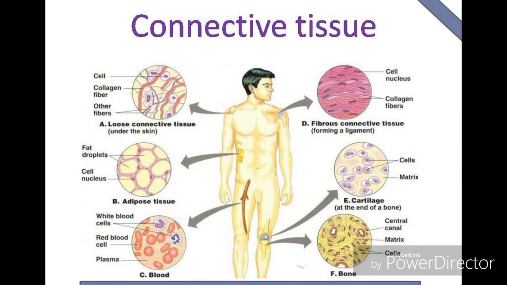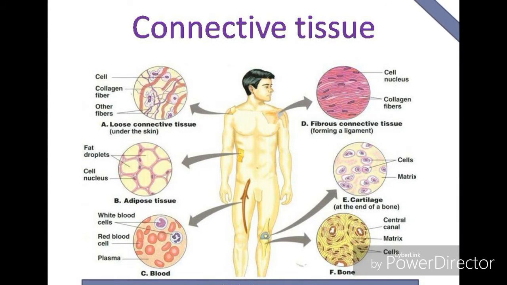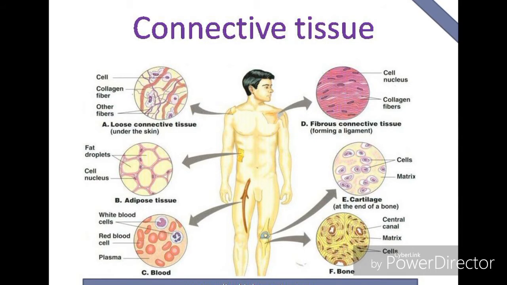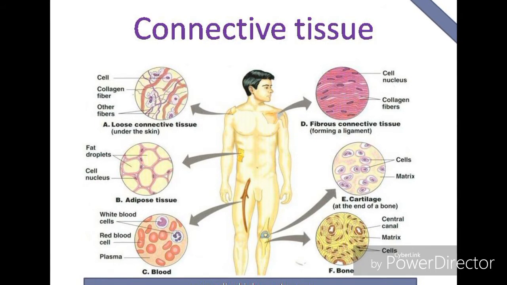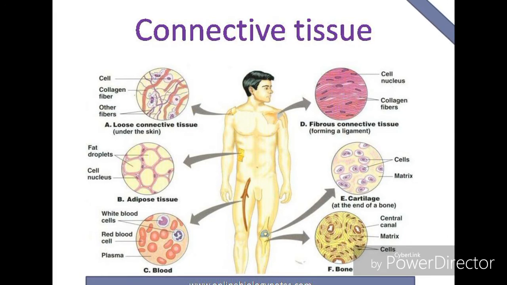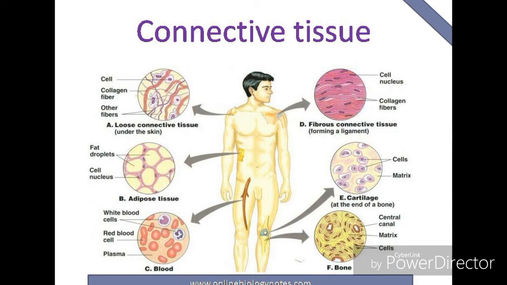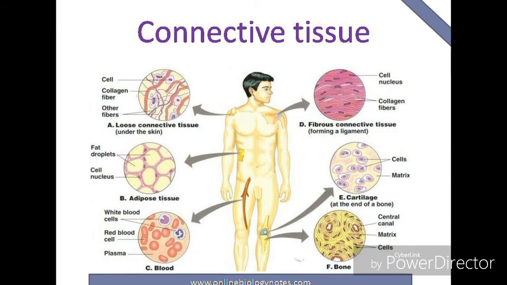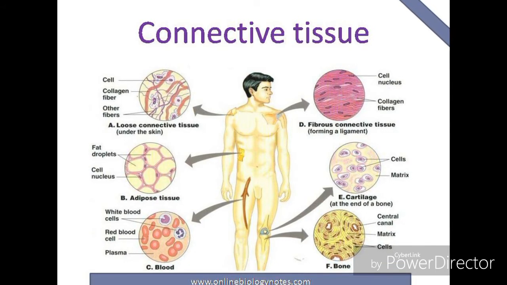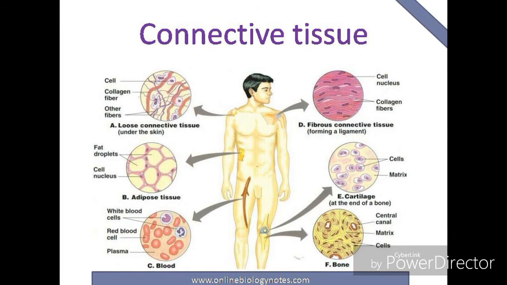Another type of connective tissue is cartilage, which has widely spaced cells. Cartilage smoothens bone surfaces at joints and is also present in the nose, ear, trachea, and larynx. Areolar connective tissue is found between the skin and the muscles, around blood vessels and nerves, and in our bone marrow.